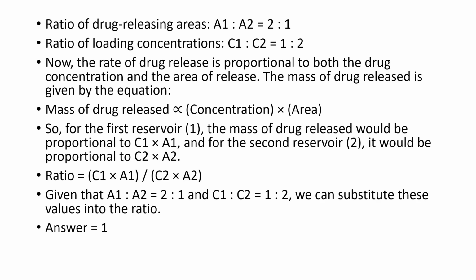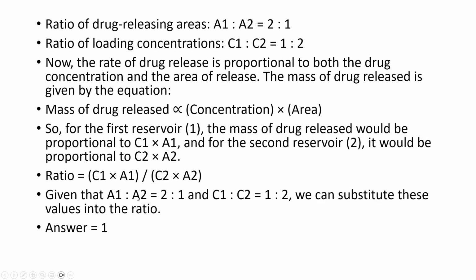The mass of drug release is given by the equation. Basically, the amount of drug that's released is directly proportional to the concentration and the area, right? C1 times A1. So if we take the ratio, what would you get? C1 times A1 by C2 times A2.